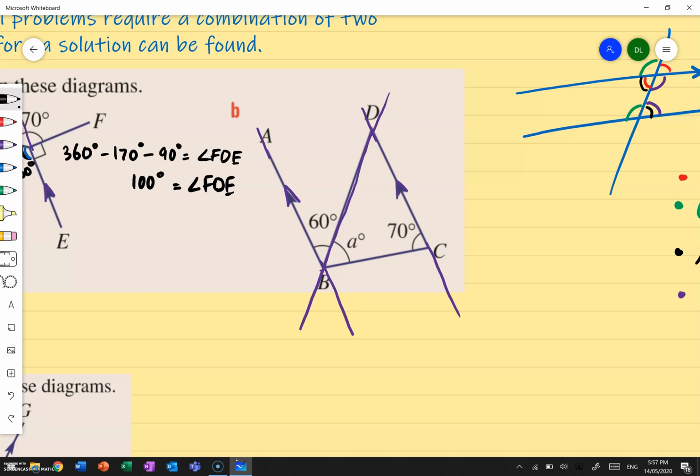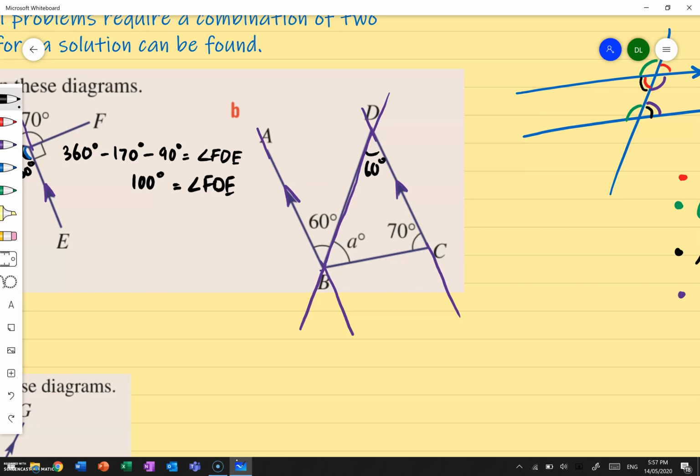Now, because I know that, inside this right here, this is 60 degrees. Using alternate angles, I know that this one over here is also 60 degrees.